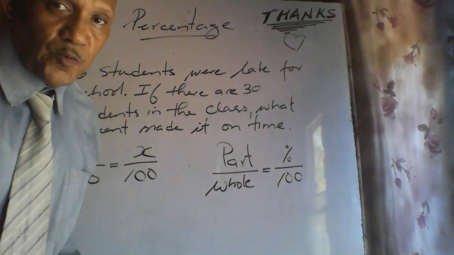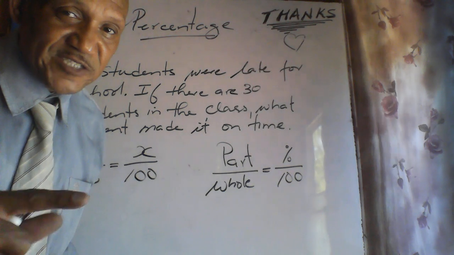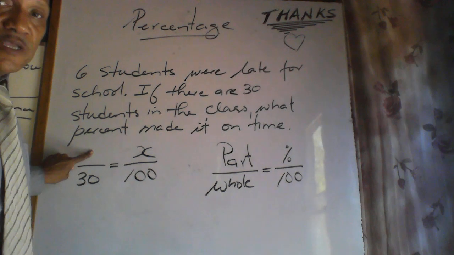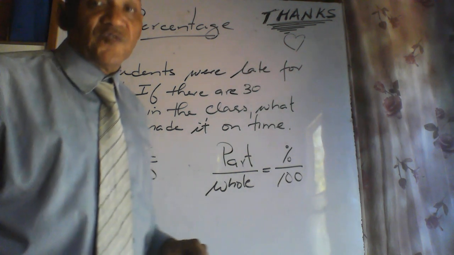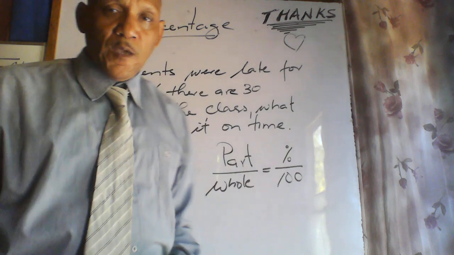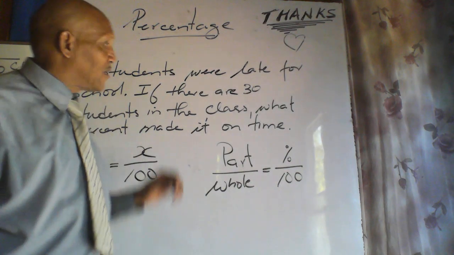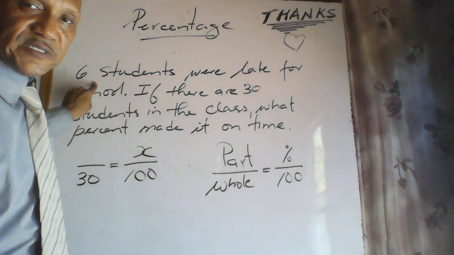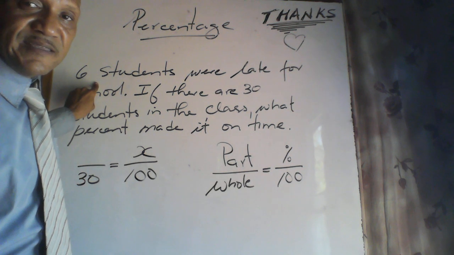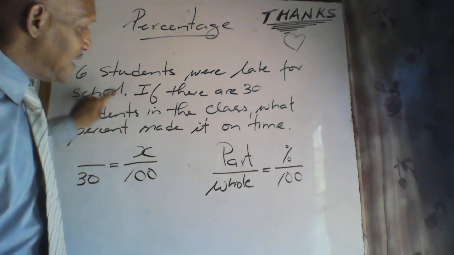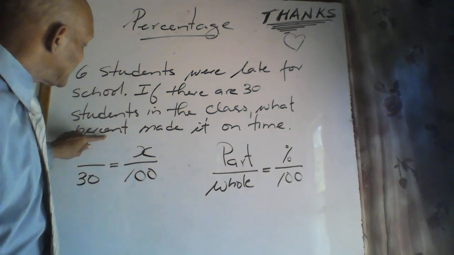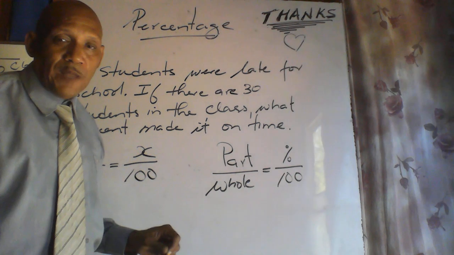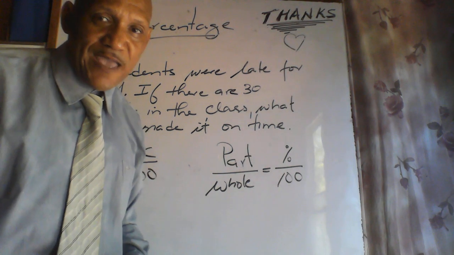Most of us, if we don't pay attention, will get this wrong, because now we are going to put 6 at the top. But 6 is the wrong number to go there. Why is 6 the wrong number? Because 6 are the amount that were late. They didn't ask you for the percentage that were late. The question is, what percent made it on time?